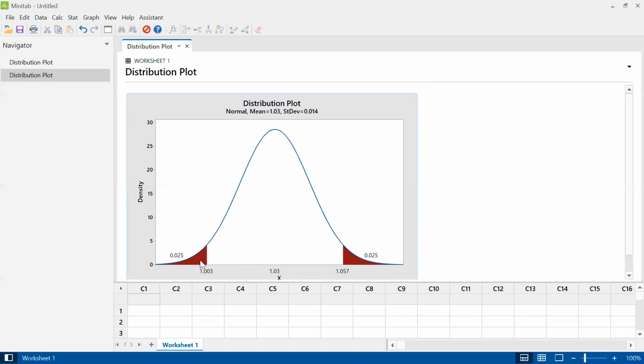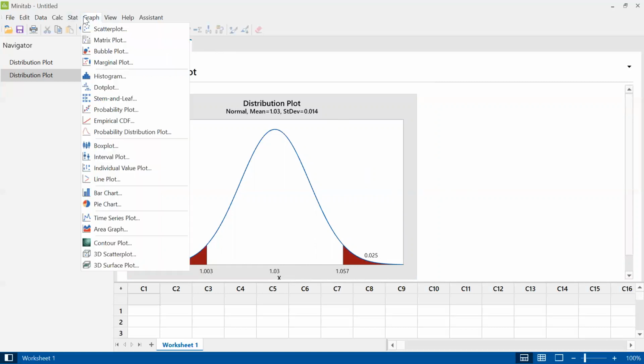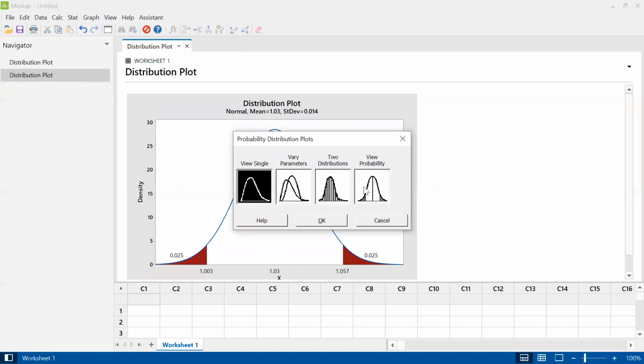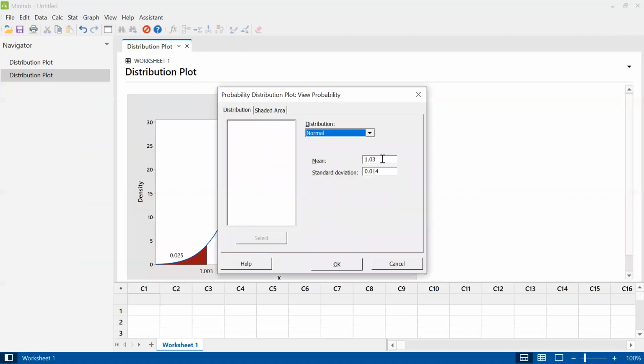So the answer to the question, find the interval, is from 1.003 kilograms up to 1.057 kilograms. That covers 95% of bags of sugar. Okay, the last part was to repeat the proportion underweight question, but with a different mean and standard deviation. So probability distribution plot, we do the exact same thing we did for the first part of the question, but now with a mean of 1.05 and a standard deviation of 0.016.